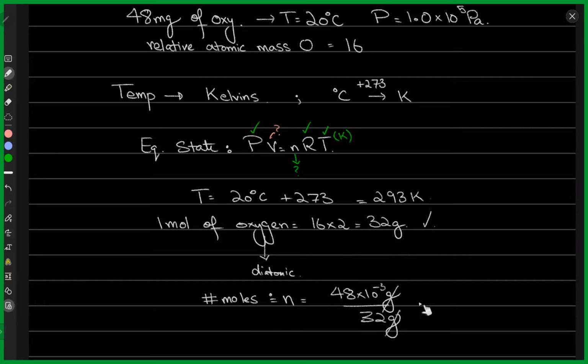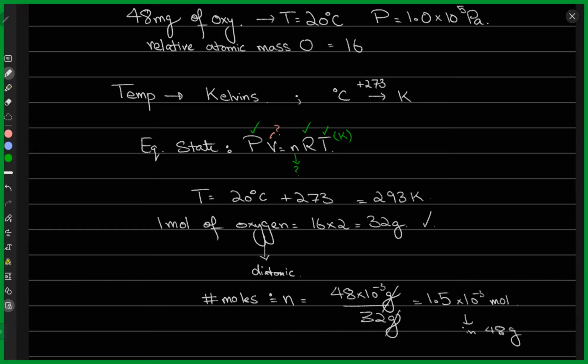So the units cancel out and you're left with 1.5 times 10 to the minus 3 per mole. So this means that there are 1.5 times 10 to the minus 3 moles in 48 grams of oxygen molecule.